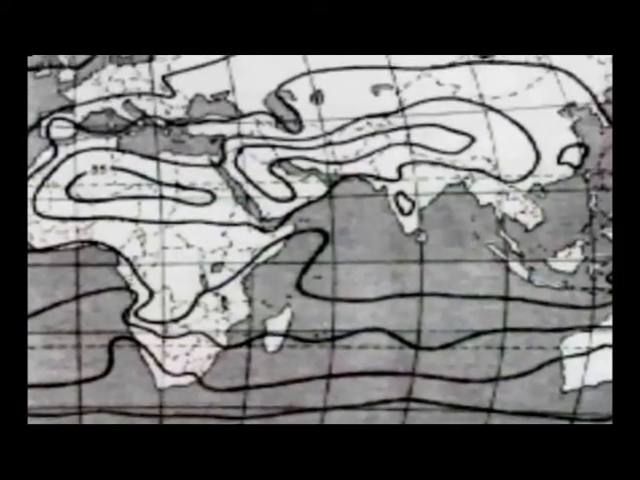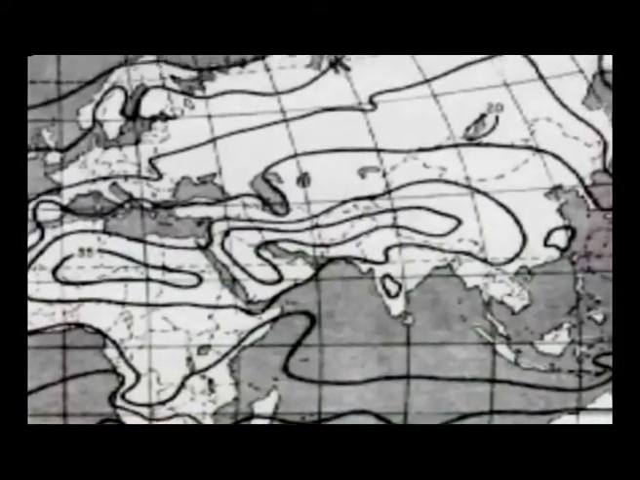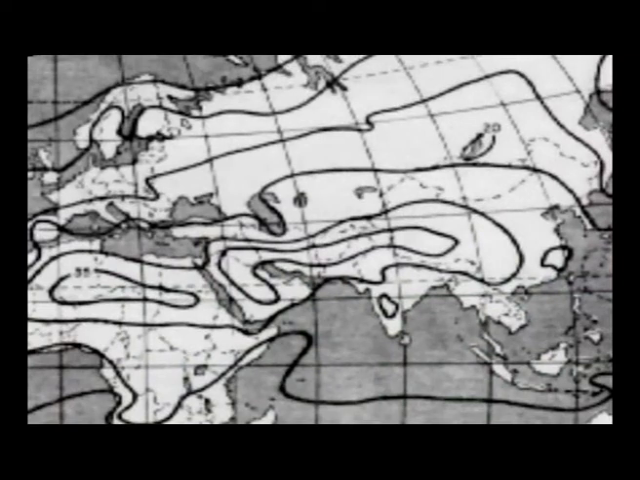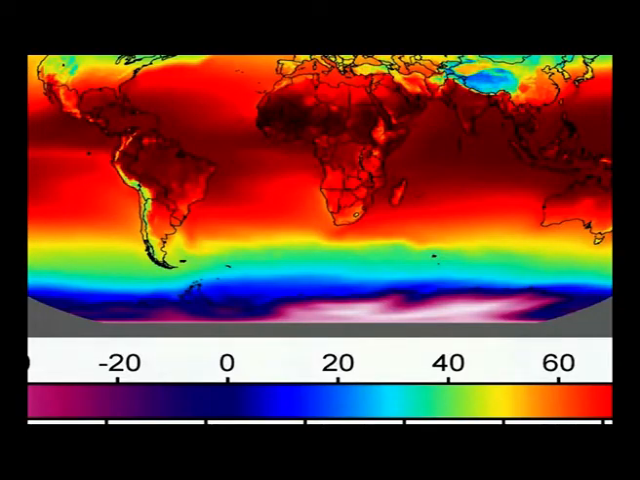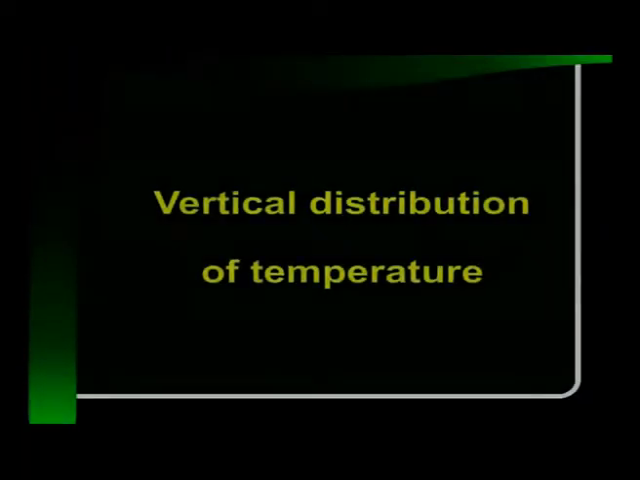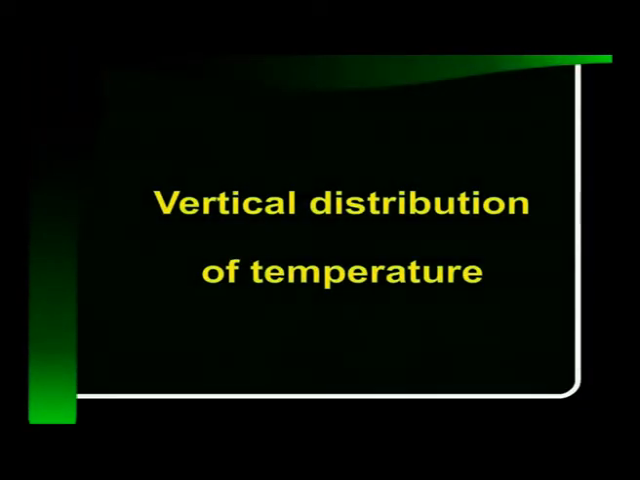With increasing distance from the sea coast, there is a corresponding increase in the seasonal variations of temperature. Hence, the annual range of temperature is very negligible near the coast. Let us see the vertical distribution of temperature.